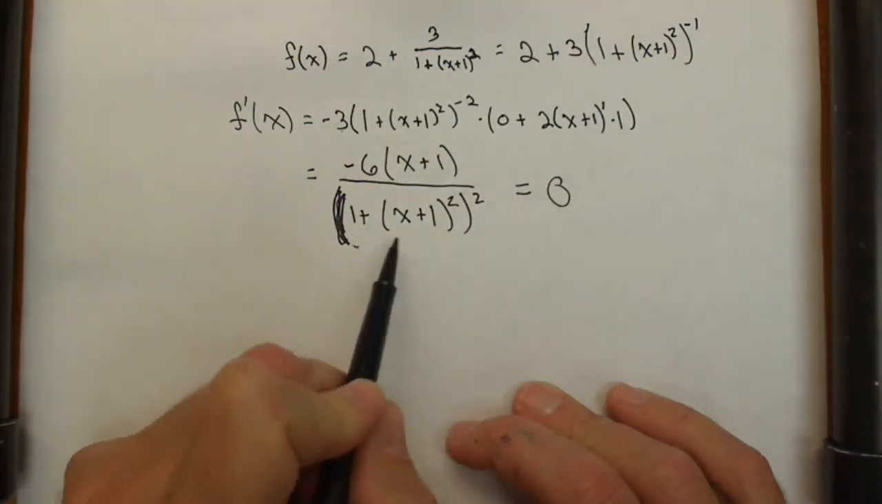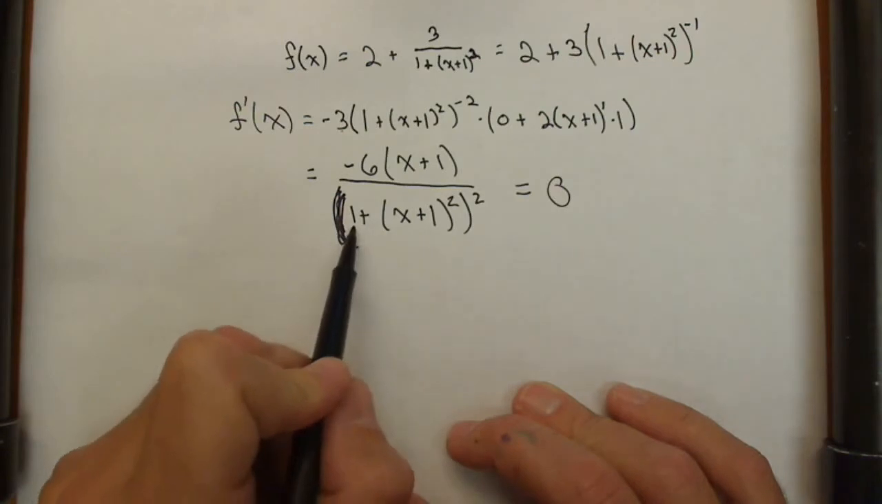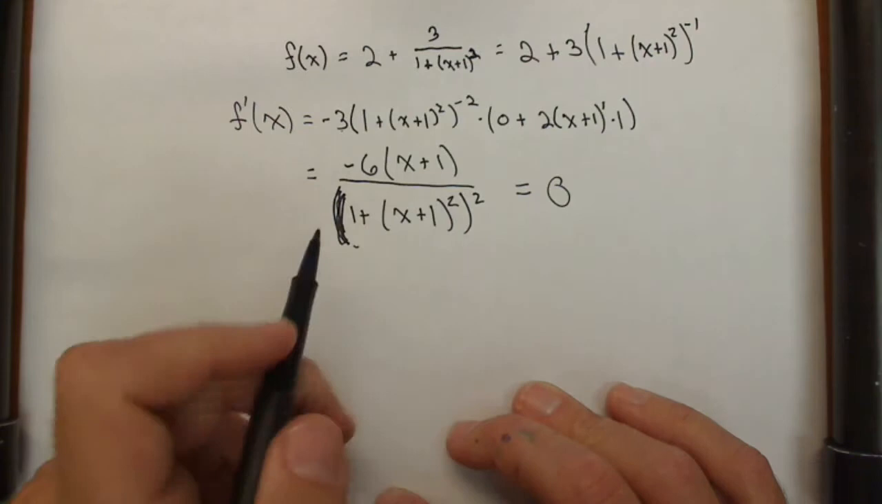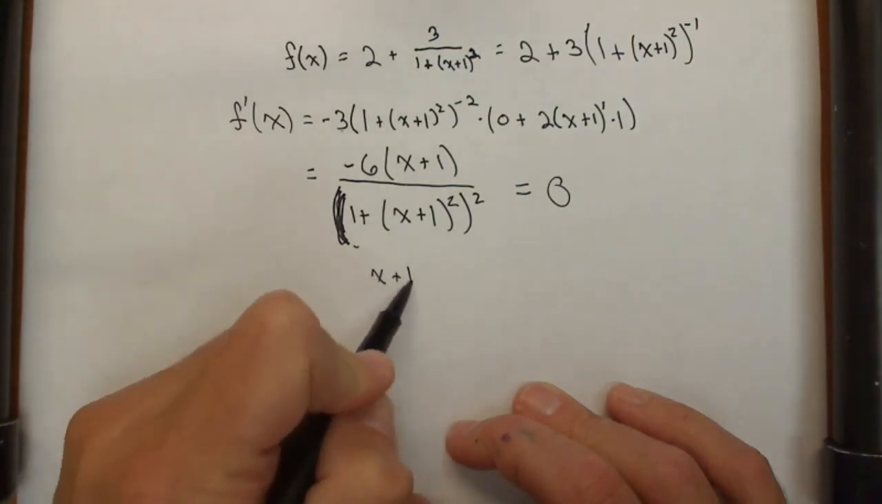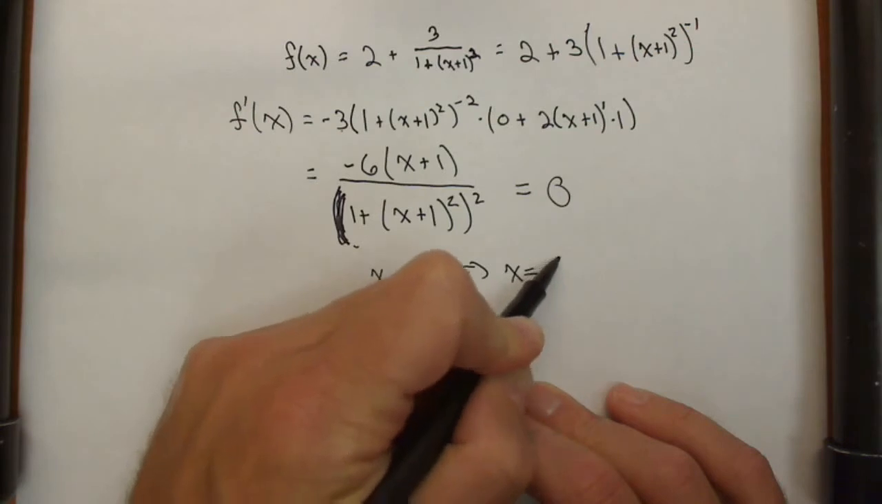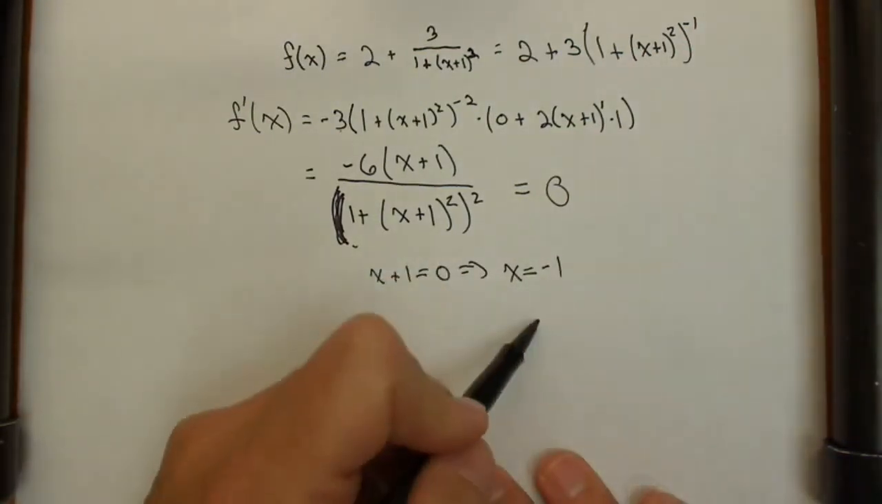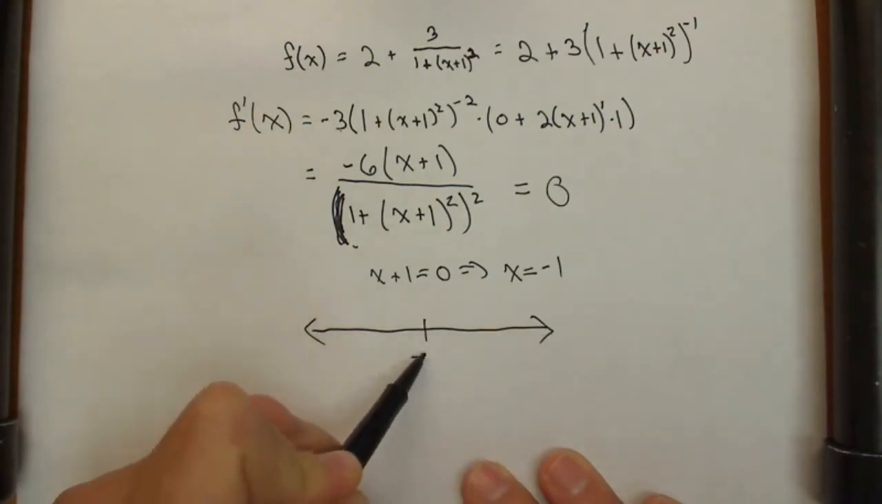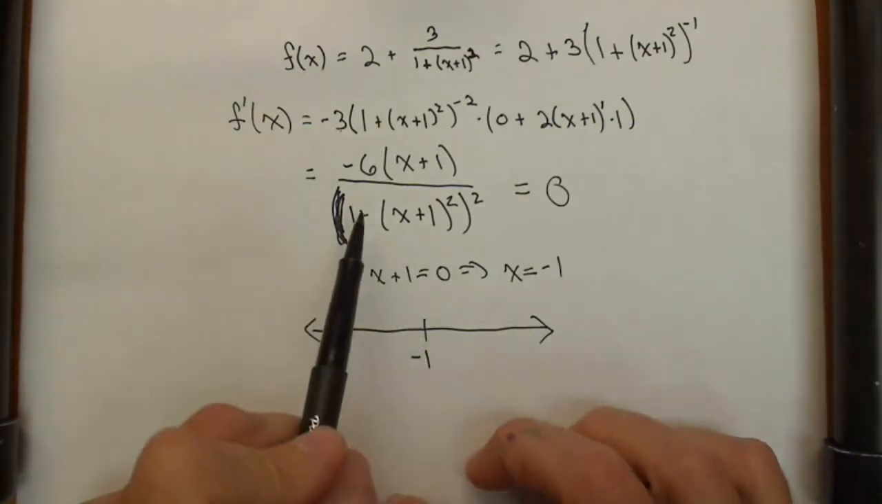Well, the denominator will never be 0. We have a positive 1, and this will always be a positive number because of the square. So the only thing that can be 0 is x plus 1, and that gives us one critical value at x equals minus 1. From there, we can now make our sign chart, putting in minus 1.